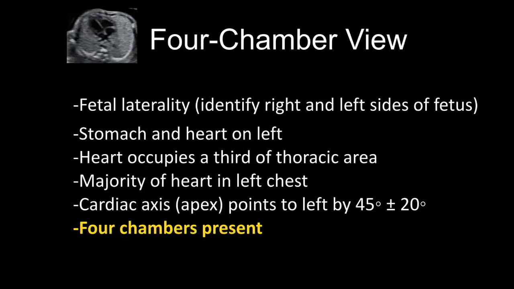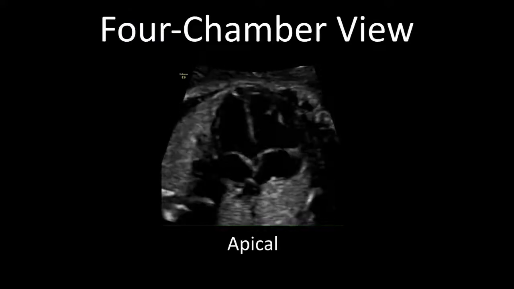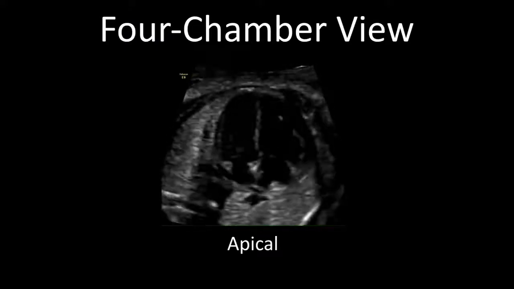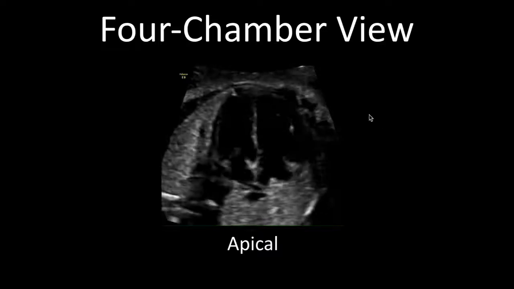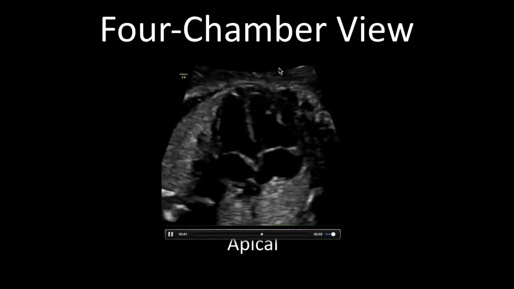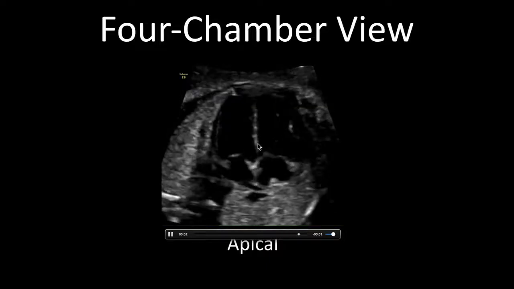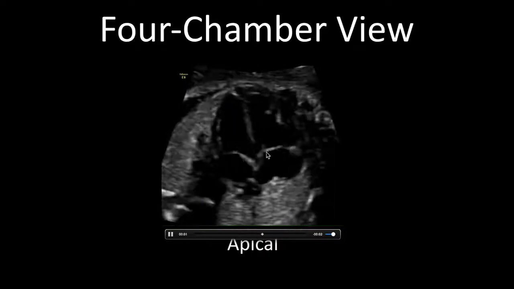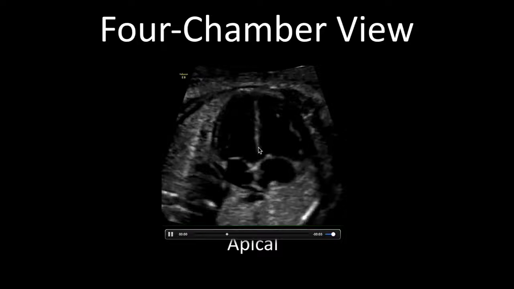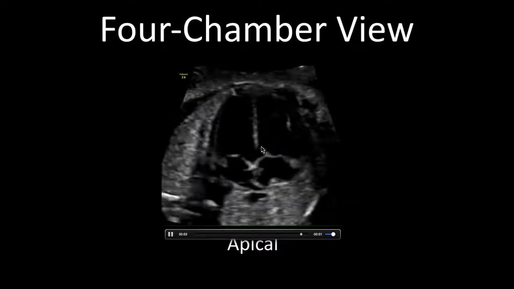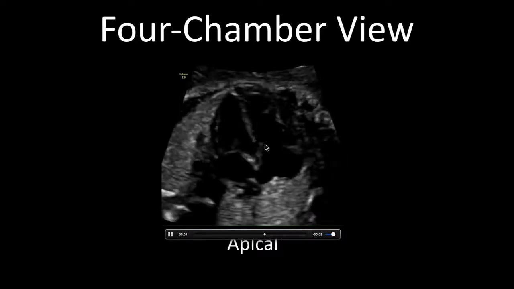Once you've done all this, then you start looking at the chambers themselves, trying to figure out whether they're normal or abnormal. So that's what the four-chamber view should look like. Here's what we call an apical four-chamber view, meaning that the ultrasound beam is entering the chest from the apex of the heart. These are good to look at the outflow tracts, especially the left and right outflow tract, and looking at this portion of the septum for inlet VSDs.